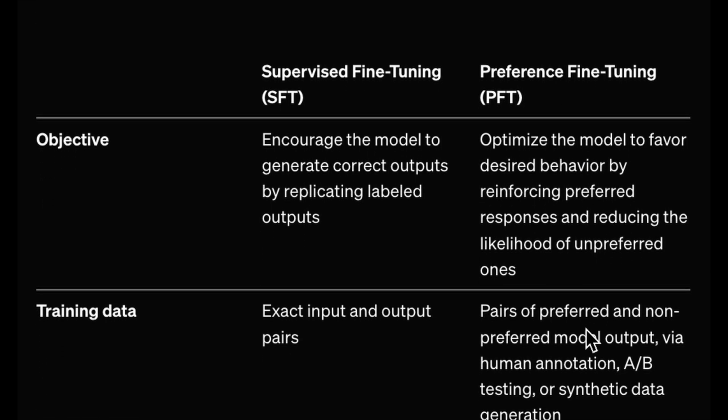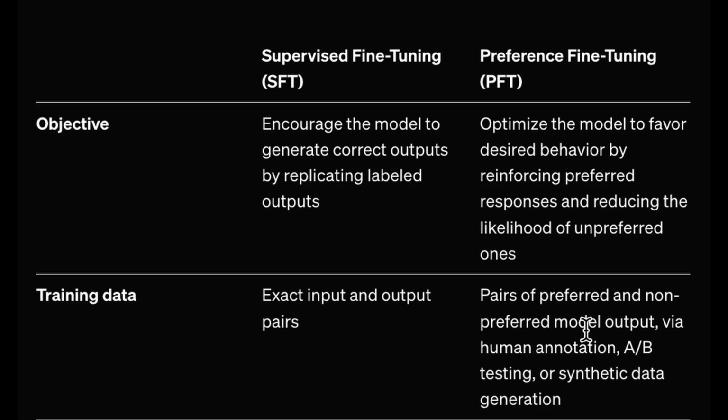As you can see here, the main benefit is that in the objective case, this encourages models to favor desired behavior by reinforcing specific preferred responses. And for the training data, you give it pairs of preferred and non-preferred model outputs.